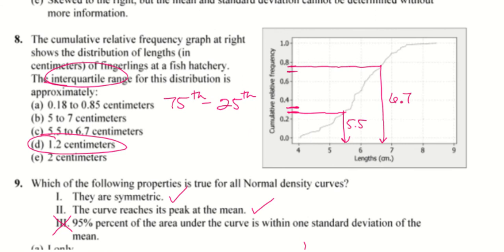Number 8 is big because it's super, super important that you understand that IQR is your 75th percentile minus your 25th percentile. So you got to mark up your graph, figure out where the 75th is, where's the 25th, get those lengths, subtract them, and you should find that D is the best answer.